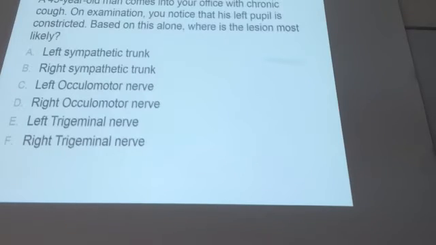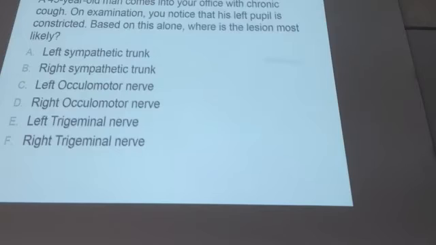A 45-year-old man comes into your office with chronic cough. On examination, you notice that his left pupil is constricted. Is that meiosis or mydriasis? Meiosis. Good. Based on this alone, where is the lesion most likely? So, sympathetic trunk. Which one?